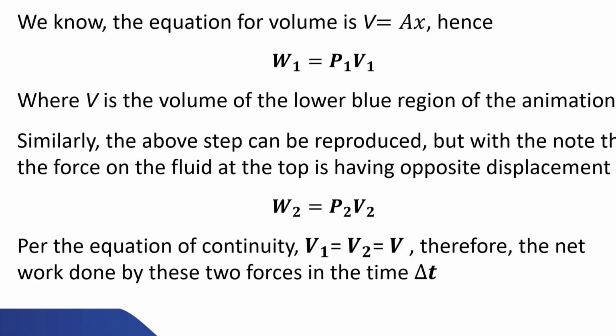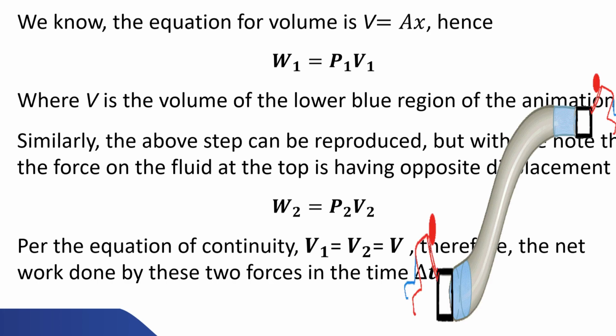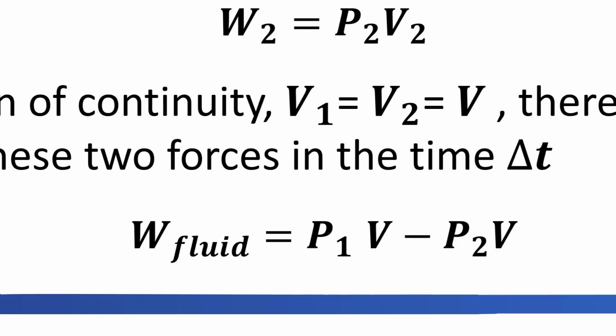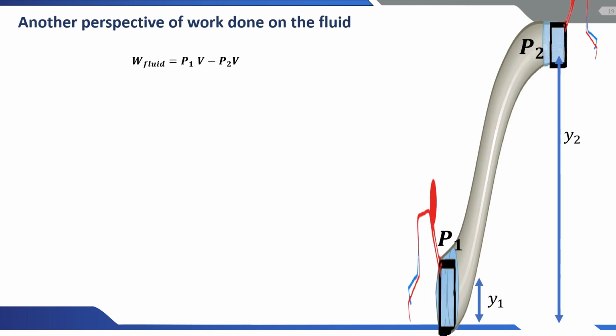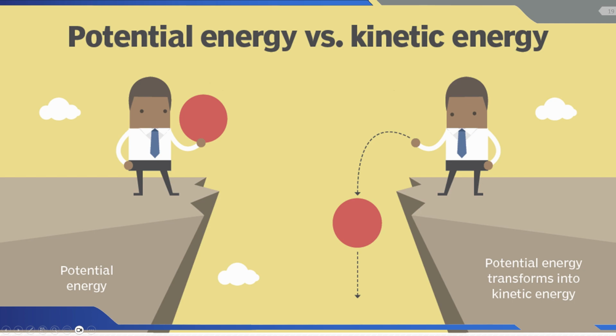By the equation of continuity, the volume of fluid that passes through the blue region at the bottom end in the time of delta T should equal the volume that passes through the blue region at the top of the pipe during the same time interval. Therefore, the net work done by these two forces in the time delta T is equal to W fluid equal to P1V minus P2V.